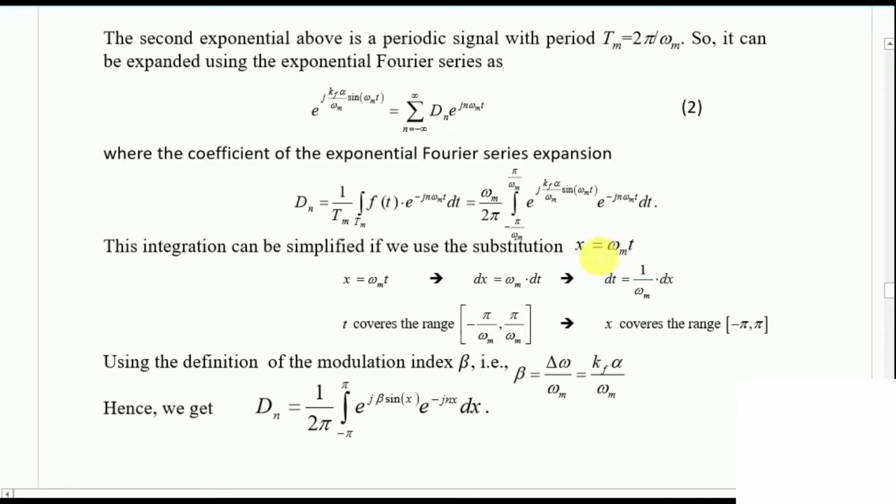So when x is equal to omega m t, we would have sine of x. But if you get this definition, then a number of things would change, which we have expressed over here. So if x is equal to omega m t, this dt would change to dx.